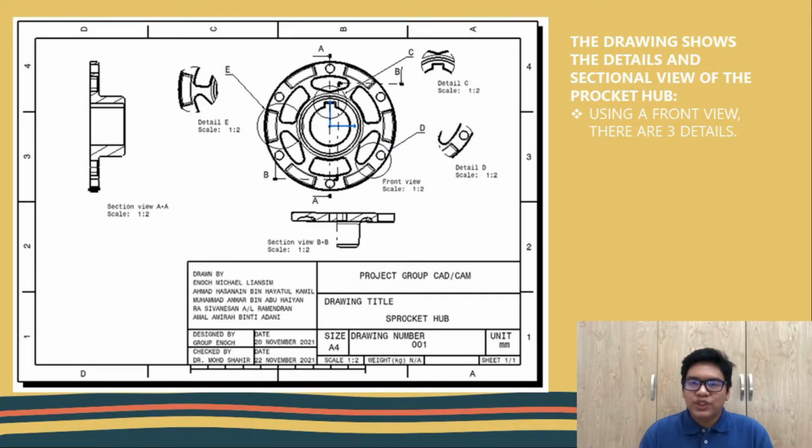Next, this drawing shows two sectional views of the Sprocket Hub, section view A to A and section view B to B. This drawing also shows three 2D detail views, detail C, detail D, and detail E of the Sprocket Hub.